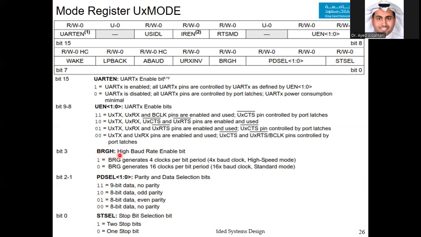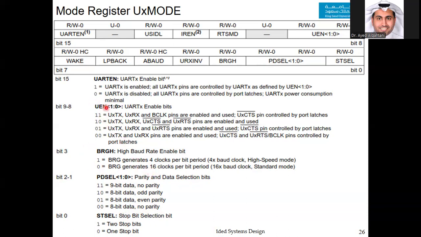The BRGH, the baud rate high enable bit, selects either 16x or 4x. So if the BRGH value is equal to 0, that's the 16x baud rate. If it is 1, that's the 4x baud rate. This is the slow and this is the high speed. This one is also the standard that we usually choose. So up to this point, if you want to use the default value, it would have one stop bit, 8 data bits, no parity, and 16x sampling or receiver sampling.